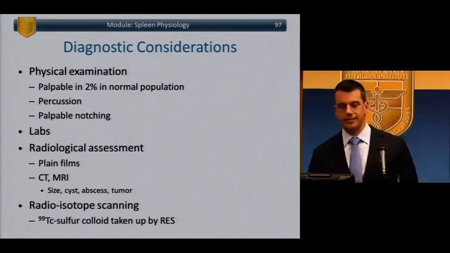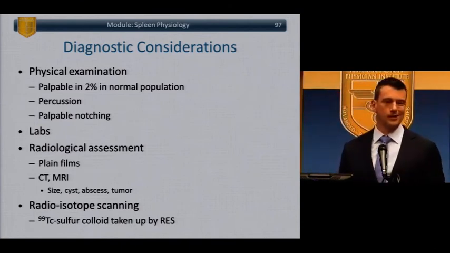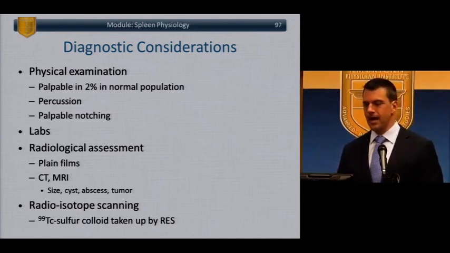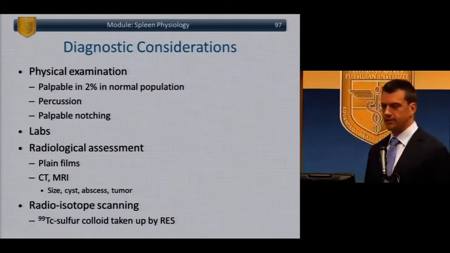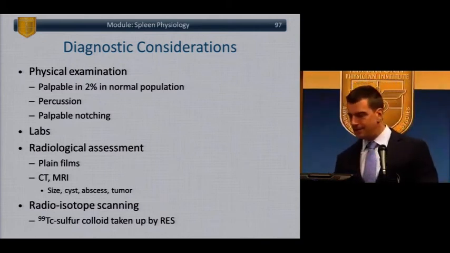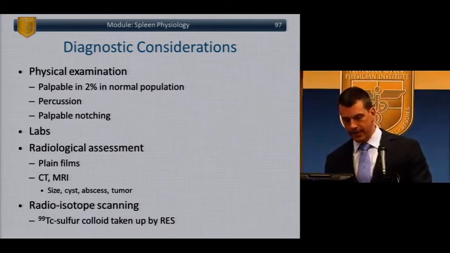Diagnostic considerations. On physical exam, in about 2% of normal people you can feel a spleen. Percussion may show you dullness if the spleen is enlarged. You may feel palpable notching on the spleen as it enlarges as well. Labs: you can check your CBC as part of diagnosis to see what the spleen is exactly doing.